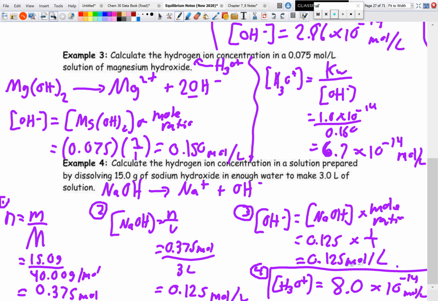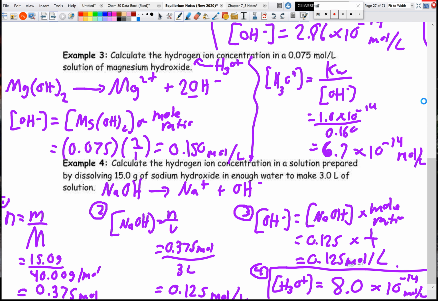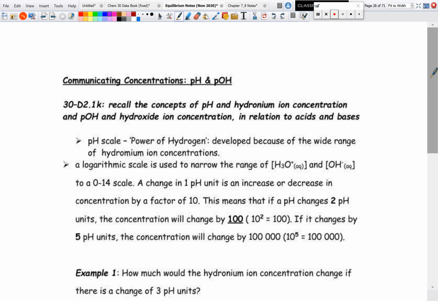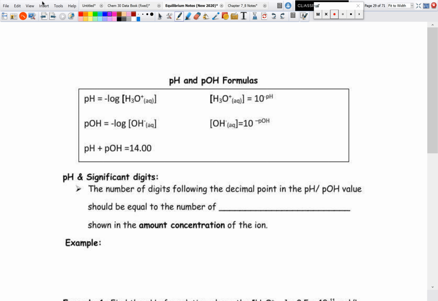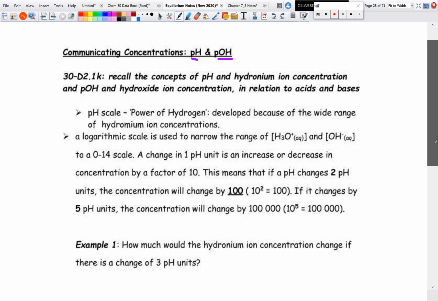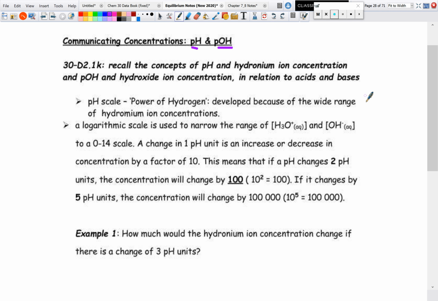Now, before we jump into the pH and pOH calculations, as a reminder, we have to go through what pH and pOH actually mean, and how they can help us determine concentration. So, communicating concentrations using pH and pOH, we are going to see our formulas again, but just for right now, a quick reminder of what pH means.